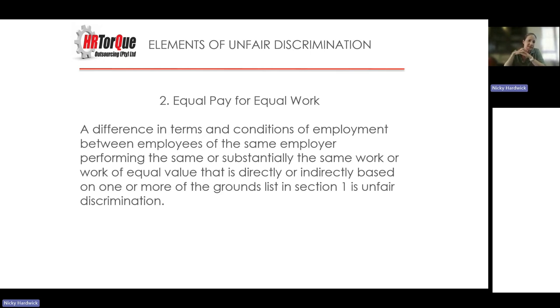Basically what this says is that you cannot have a difference in any term and condition of employment, which is not just remuneration, for employees of the same employer who do the same or substantially the same work, or work of equal value, that is directly linked to one of the grounds in section 6.1. In essence, you can have a difference in terms and conditions, but you can't have the reason for that difference based on something in section 6.1.